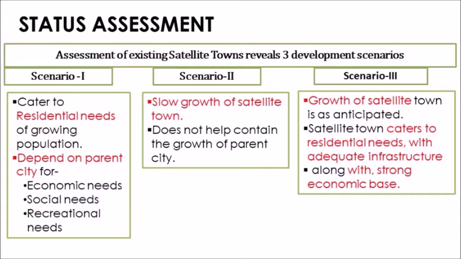The second scenario is where the satellite towns have slow growth and do not help contain the growth of the parent city. The case of Sanand in Gujarat with the parent city of Ahmedabad is the case to prove the point. The third scenario is where the growth of the satellite town is as anticipated. The satellite town caters to the residential needs with adequate infrastructure and with a strong economic base. A good example is Navi Mumbai for the parent city of Mumbai.